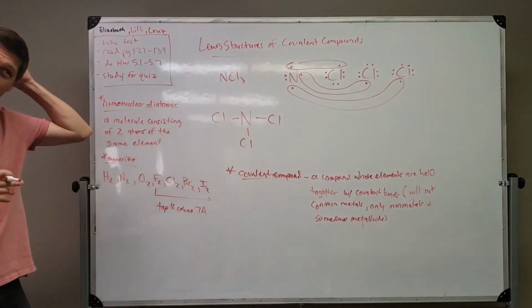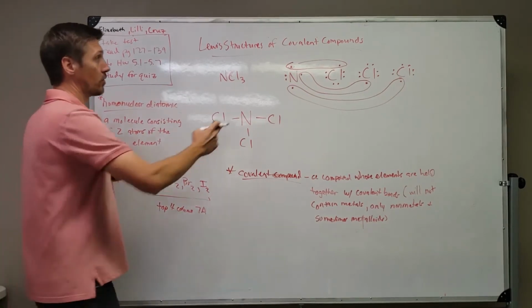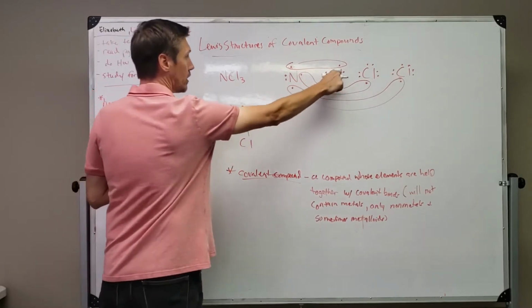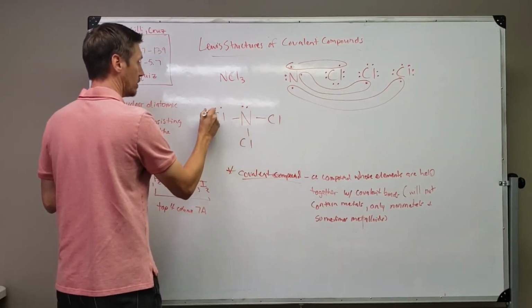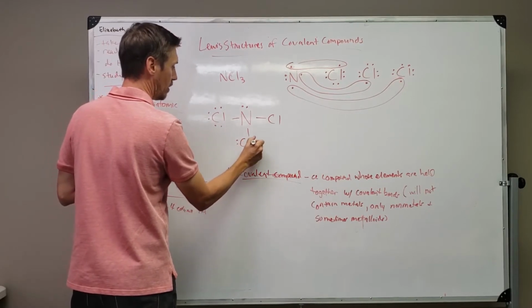The only other thing we have to do is put dots for all of the electrons that are not shared. Okay? So for N, there are 2 remaining dots that aren't shared. For each of the Cl's, there are going to be 6 remaining dots that aren't shared. We'll add those on there.